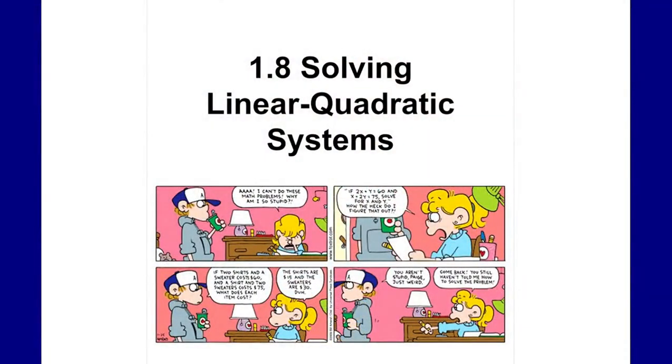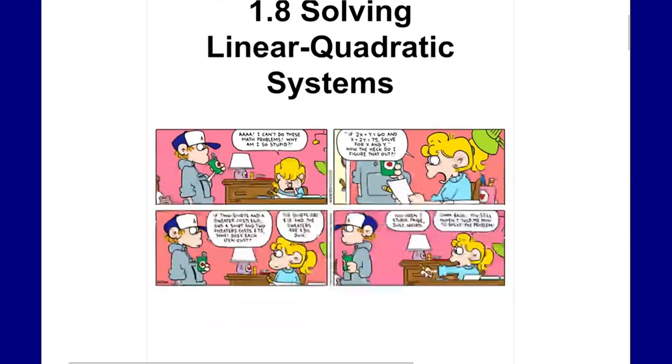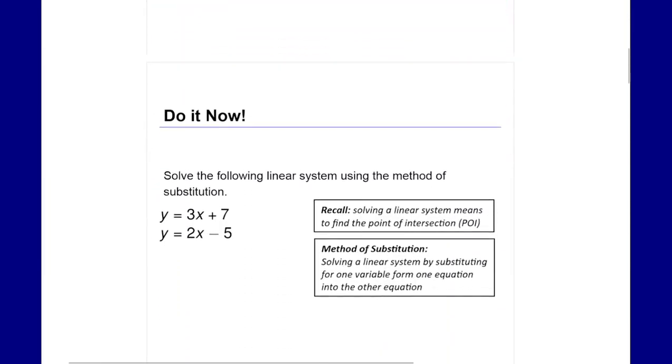In today's lesson, we are going to be looking at solving linear quadratic systems. So you should have already learned how to solve linear systems back in grade 10, and this is going to be kind of an extension of that where we look at trying to solve a linear quadratic system. So let's just do a little bit of review.